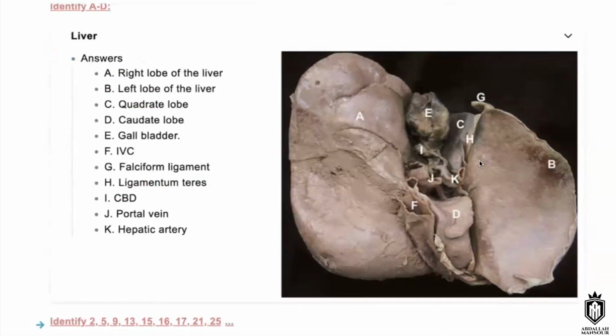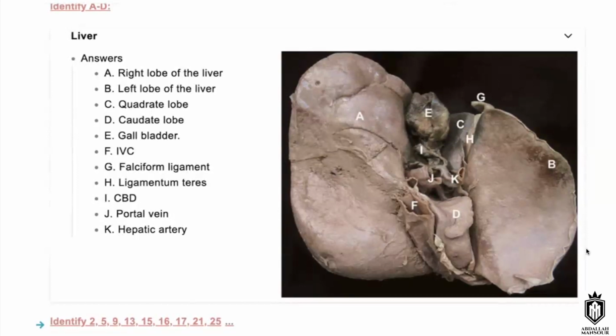So it's very important to take a second and look into this and try to identify. Think about multiple questions that can be asked here. You can be asked about the relation of the gallbladder to the liver. Okay. You can be asked about basically the relation of the vena cava to the liver as well. You can be asked about the structures in the hilum of the liver. And you can be asked about the lobes of the liver.